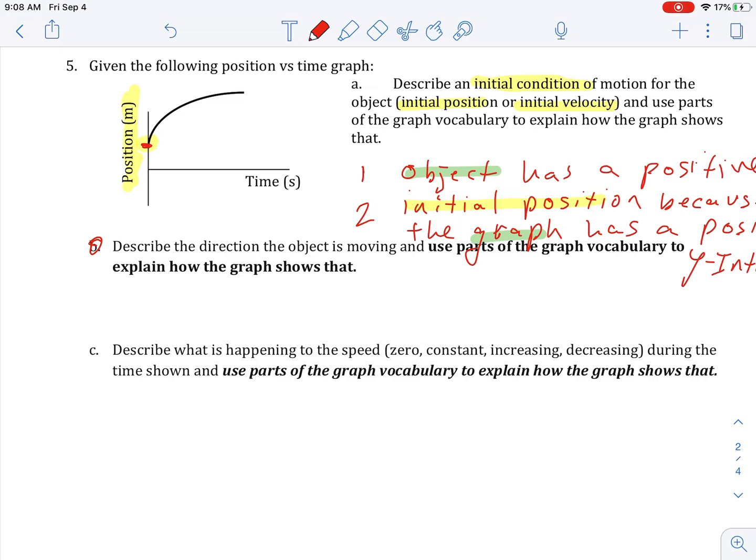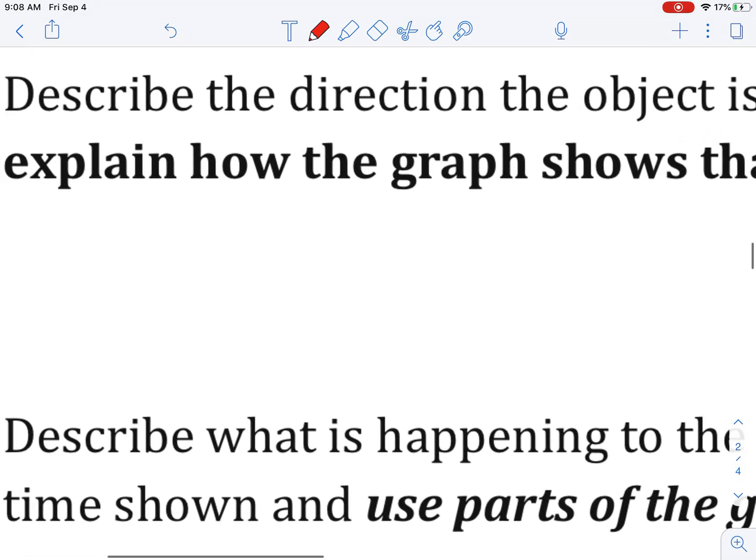Now I'm on to part B. Describe the direction the object is moving, and use parts of the graph vocabulary to explain how the graph shows you that. So again, we're going to talk about the object, and we're going to talk about how the graph shows us. What we know is that we can look at the slope, and we can do our pen trick and hold our pen up to it and see that our pen goes like this, and like that, and like that. Notice that the pen points in the positive direction the whole time. So the slope is positive the whole time, which means it's pointing upwards. Since the slope is positive, that means the object's moving in the positive direction. So here we go, let's write that out.